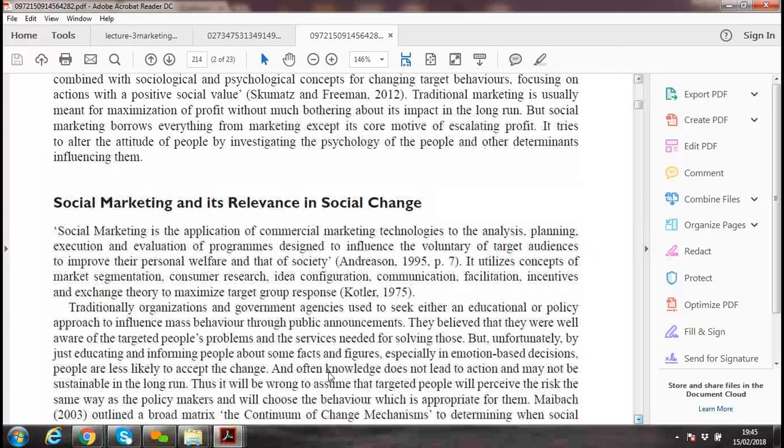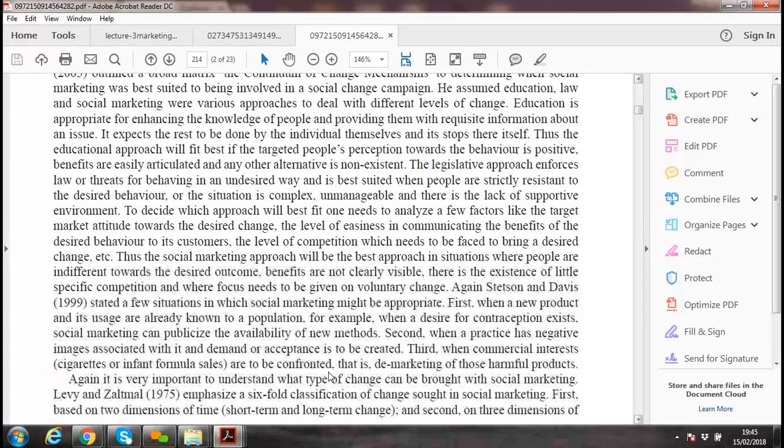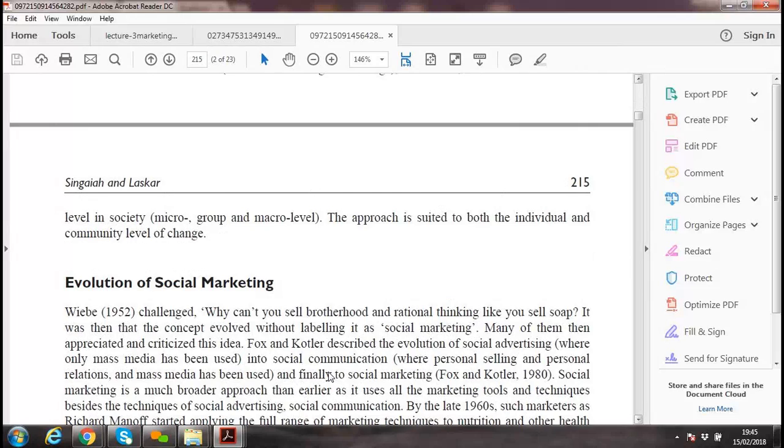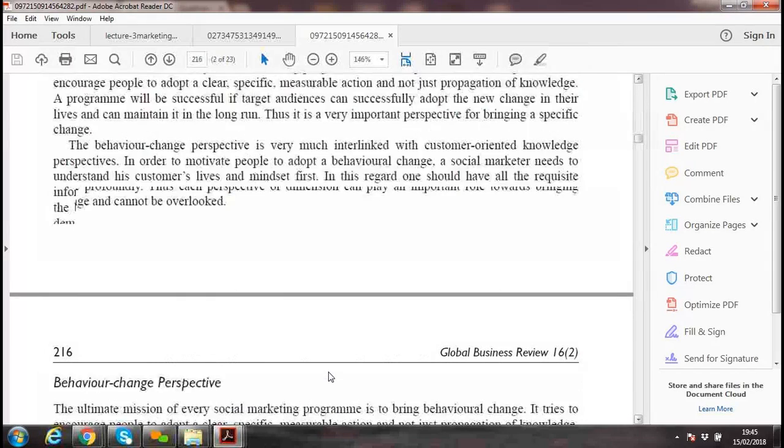It's quite good. Social marketing is the application of commercial marketing technologies, analysis, planning, execution, and evaluation of programs that will help us look around the target audience. So please, it's quite good to use, yes, for learning outcome 5.